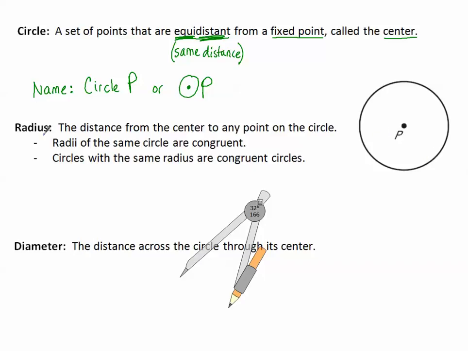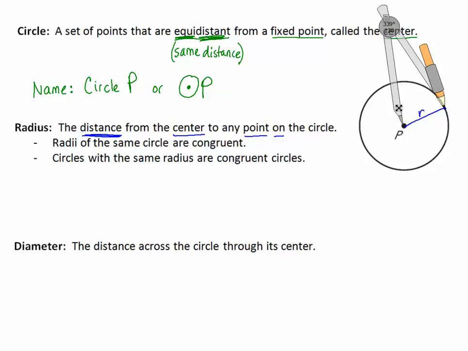The radius is defined as the distance from the center to any point that is on the circle. So here's the center. If I measure the distance from here to a point on the circle, there is the radius of the circle, the distance. So that's why when we're using a compass, we call how wide the compass is open as the radius of the compass.